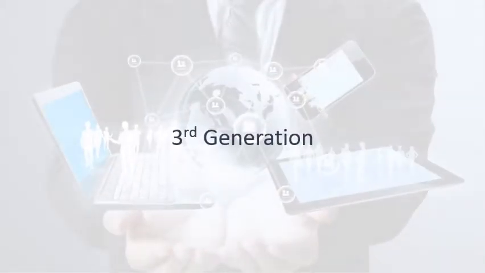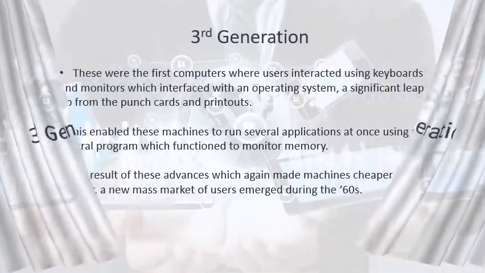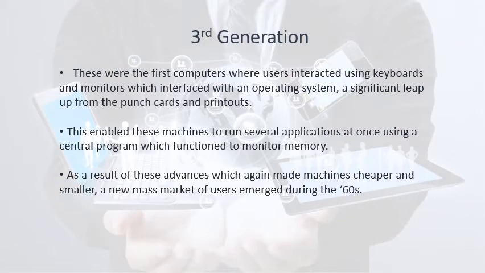Third generation. I'm going to start. These were the first computers where users interacted using keyboards and monitors, which interfaced with an operating system. A significant leap up from the punch cards and printouts. This enabled these machines to run several applications at once using a central program which functioned to monitor memory. So this generation enabled us to run many applications at the same time.